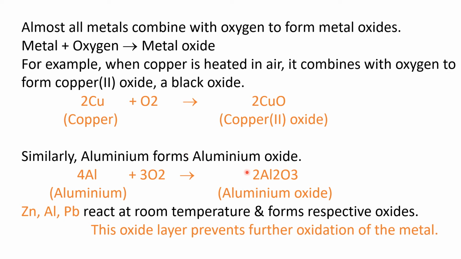As we have learnt, metals have different reaction rates. Zinc, aluminium and lead react at room temperature, meaning a higher temperature is not required for these metals to react. These metals, zinc, aluminium and lead, react at room temperature and form the respective oxides, that is zinc oxide, aluminium oxide, lead oxide.